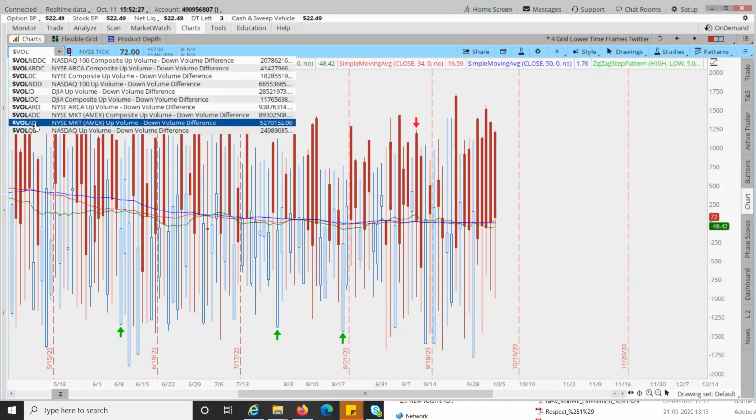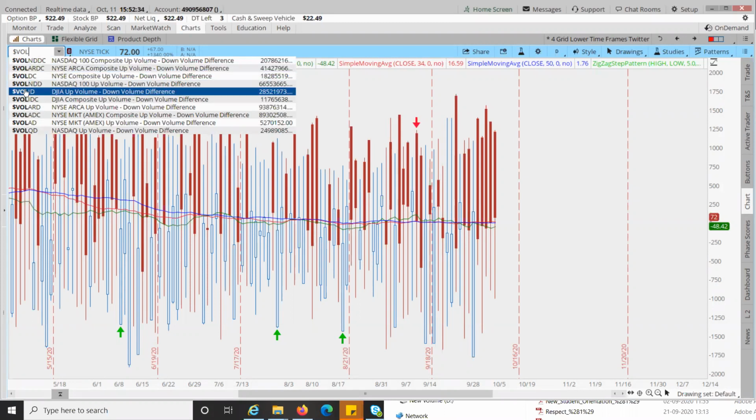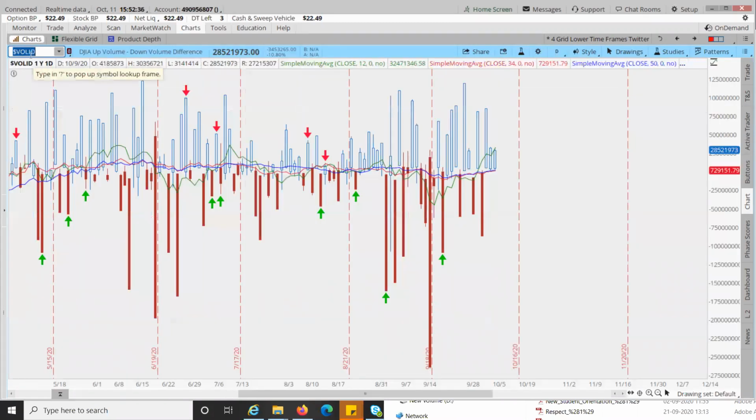I'll check. But these are like all the signs with dollars. This gives you a market internal. Like this is a difference between the volume of positives and negatives in Dow Jones.